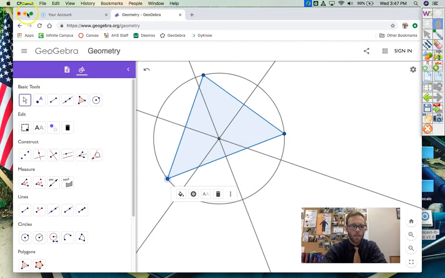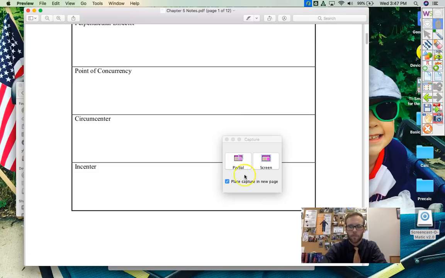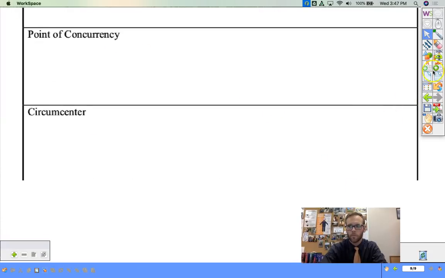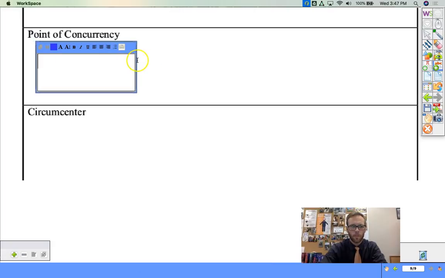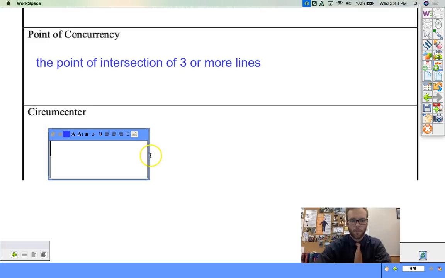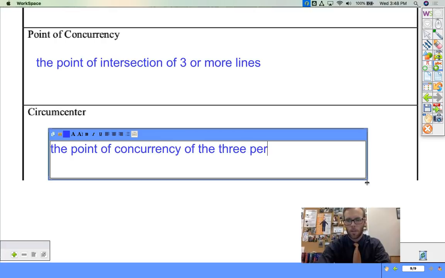Very cool. So let's catch up in our notes here a little bit. I think we've got some vocab words I talked about. Yes, we do. Point of concurrency and circumcenter. Point of concurrency: the point of intersection of 3 or more lines. Circumcenter: the point of concurrency of the 3 perpendicular bisectors of a triangle.